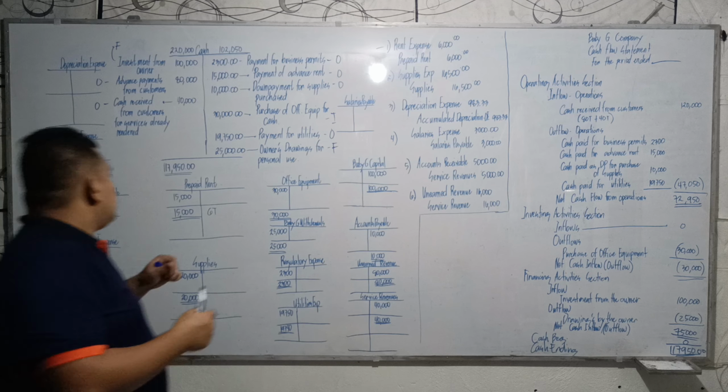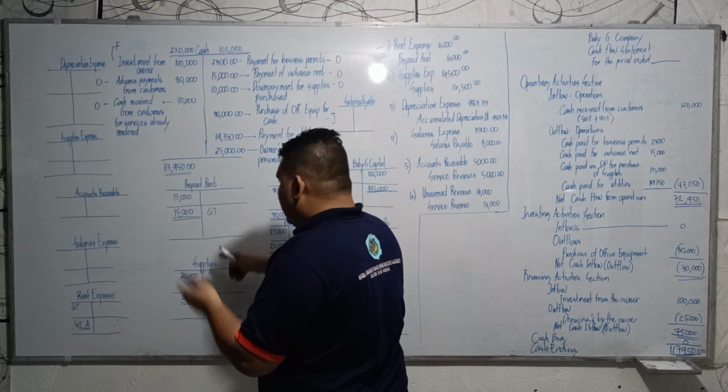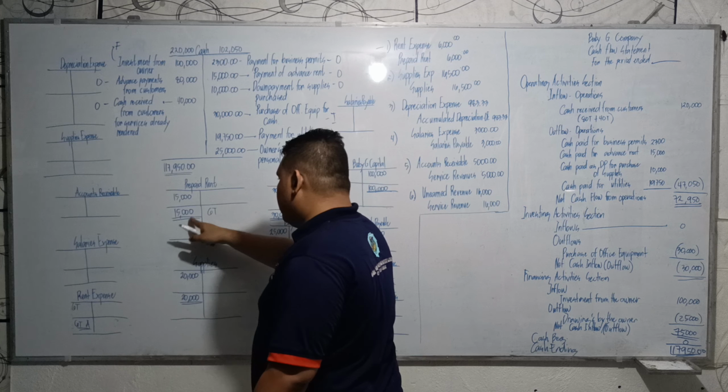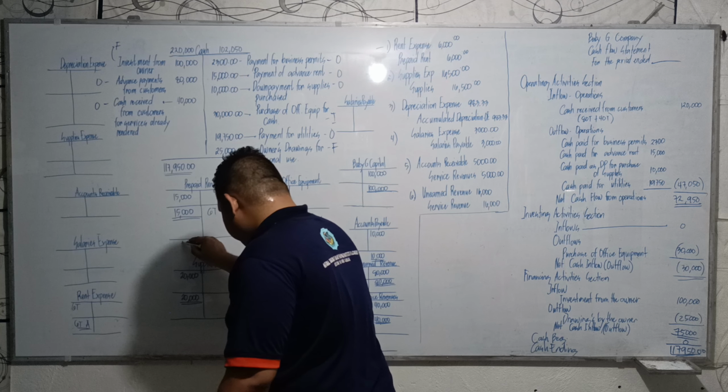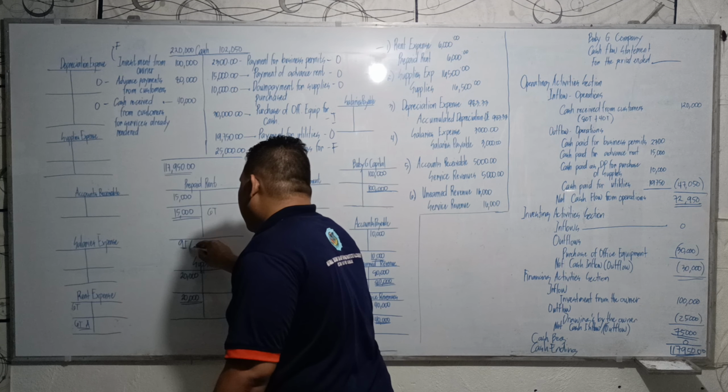Now, as to the prepaid rent, we can also summarize this already. We will have 15,000 minus 6,000, which is 9,000. So that is also what we call the adjusted balance. So we're already through with adjustment number 1. Now adjustment number 2, supplies expense. Do we have supplies expense? We have it here. So we have 16,500.